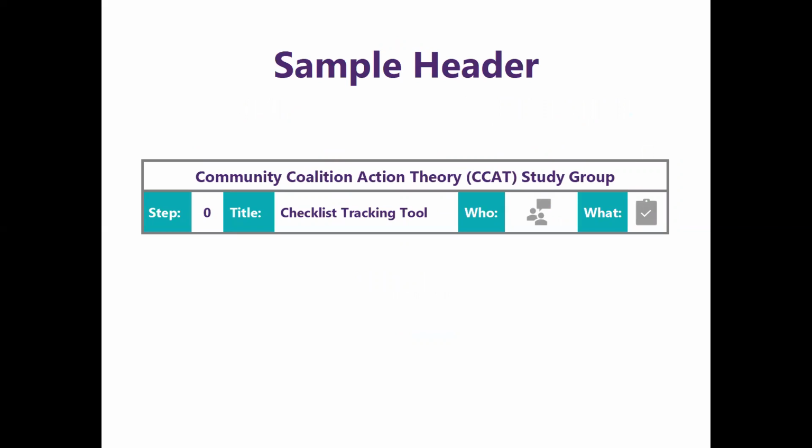All of the CCAT study group materials include a common header. A sample is being shown here. The first line references the process and will have the same running title throughout all of the materials. On the second line, these items will change on each document. As you see on the left side, we reference both the step number in the process and the title of the document. On the right side, there are two cells with space to indicate who the document is intended for and what type of document it is. We are using the role and type of material icons as visual reinforcements of these.